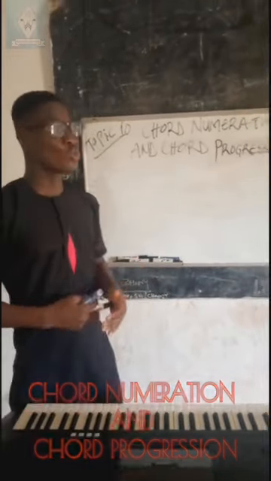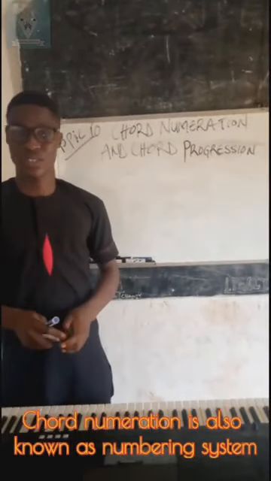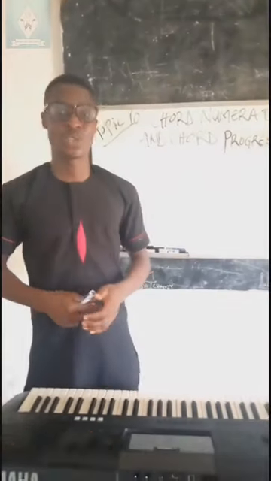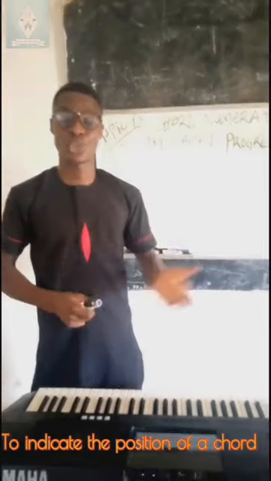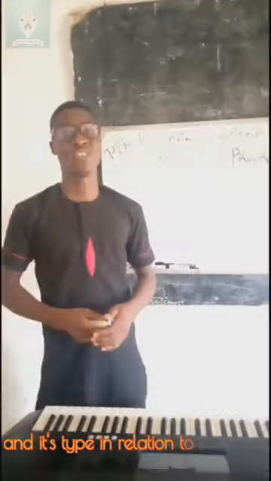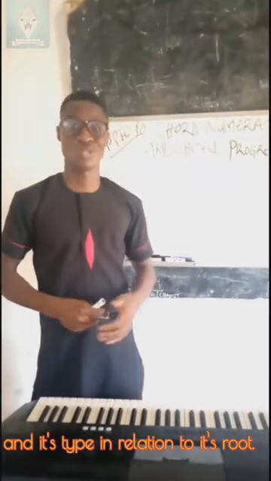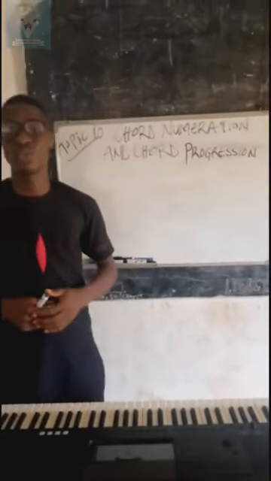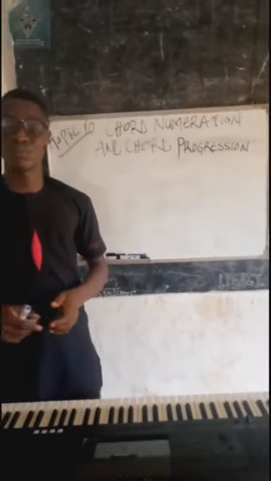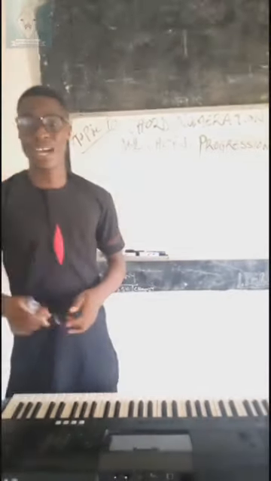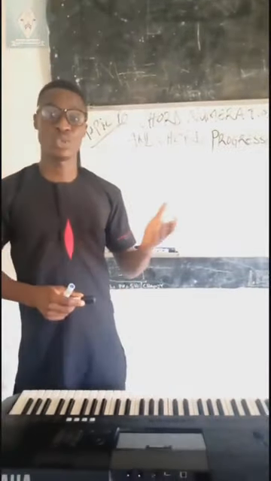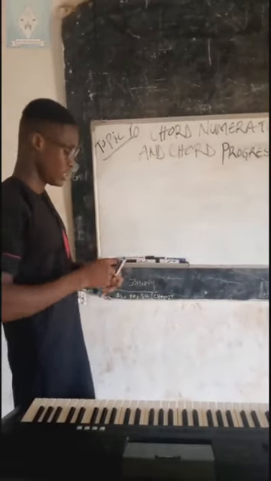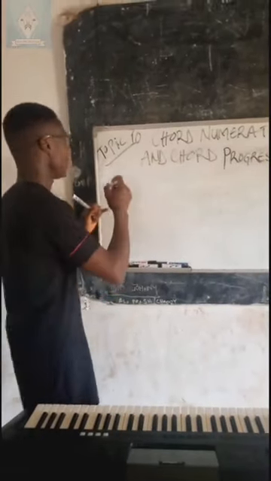Now, chord numeration is also known as the numbering system and is the use of Roman numerals, whether in uppercase or lowercase, to indicate the position of a chord and its type in relation to its root. Now, we talked about major triads in our previous topic.